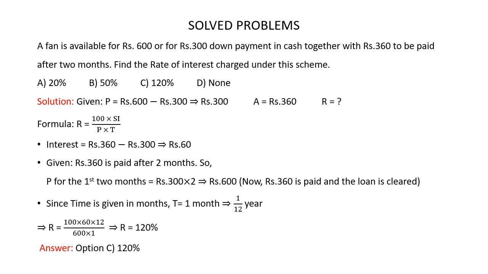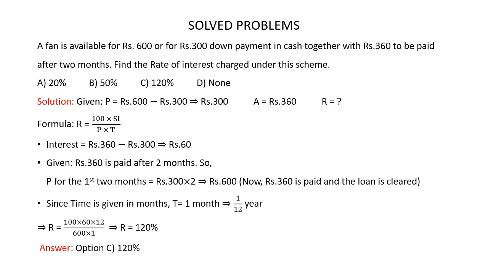So here it's given that the cost of the fan is rupees 600 and a down payment is made in cash of rupees 300. So principal is equal to 600 minus 300, which is rupees 300. It's also given that rupees 360 has to be paid after 2 months. So the amount to be paid is rupees 360 and we are asked to find the rate of interest.